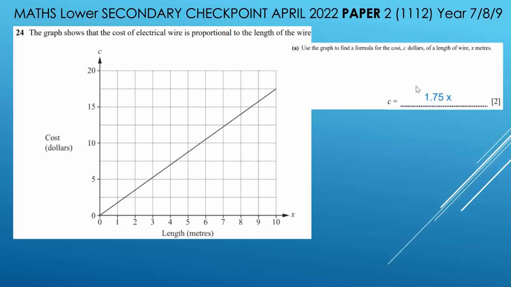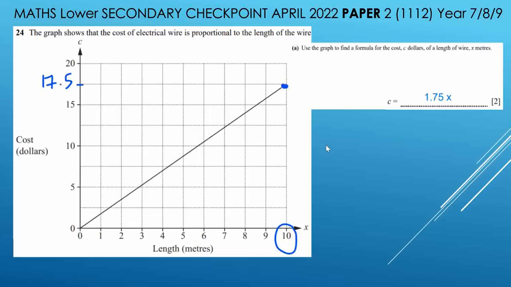This is the answer. C equals 1.75x, where x is the length in meters. Here's the explanation. So we have this 10 and 17.5. 10 is on the x-axis, this coordinate. 17.5 is on the y-axis. It's between 15 and 20, 17.5.